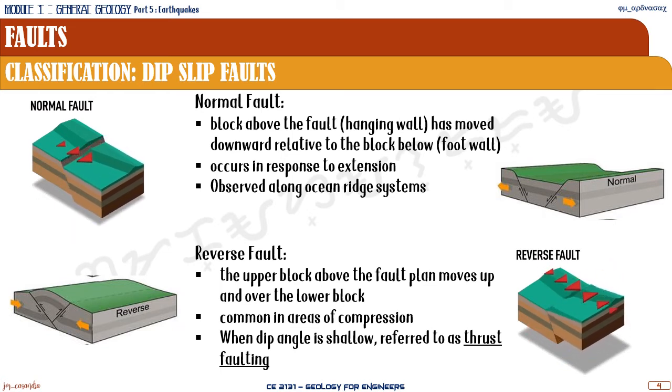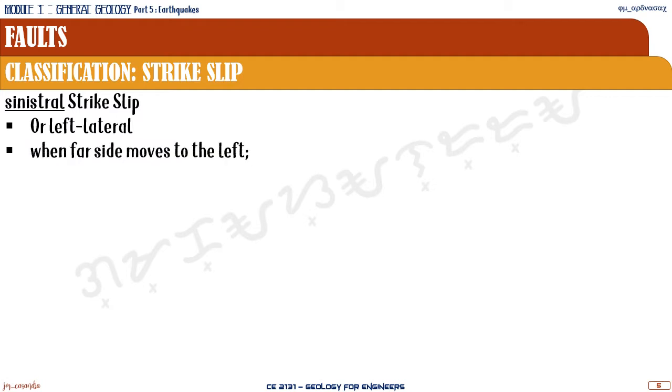Okay, so that's for dip slips. So we have the second classification of fault, which is your strike slip. So for strike slip, it can either be a sinistral strike slip, which is also known as your left lateral or your left-handed fault. Okay, so this happens now when the far side of the plate or of the block will be moving towards the left direction where you are observing or standing.